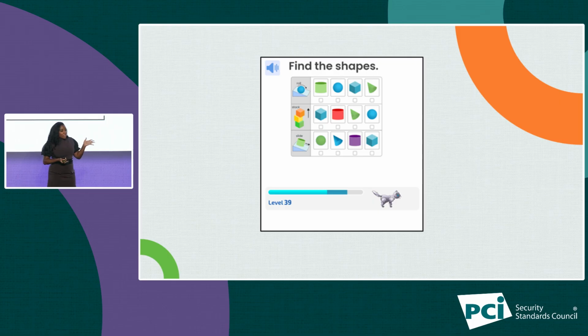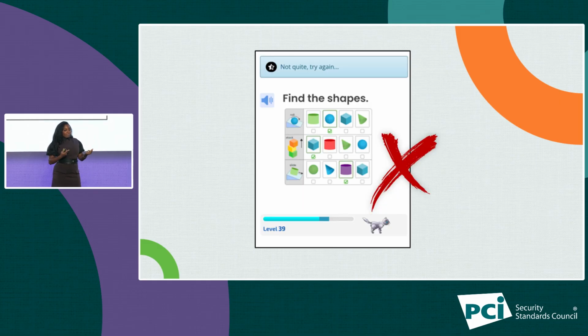But based on the way the question was worded, this is how I answered it. Find the shapes. I clicked each line. There was a feature for each one. I click one per. Well, that was wrong. I tried many combinations. I even took a screenshot, and I sent it to all of my friends that had kids of similar ages.